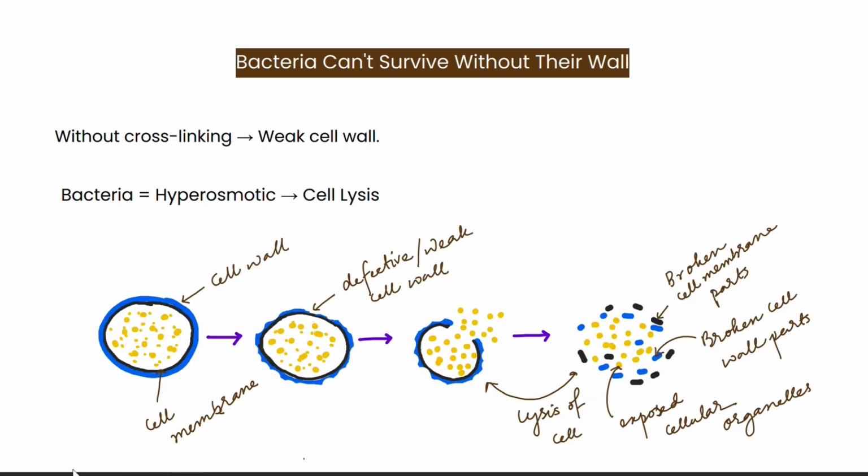So what next? With a weak cell wall, bacteria cannot hold up against pressure from their own internal environment. They basically burst and die. This process is called cell lysis. This is one of the reasons beta-lactam antibiotics are so effective. Make sure to note it down: weak cell walls lead to bacterial death.